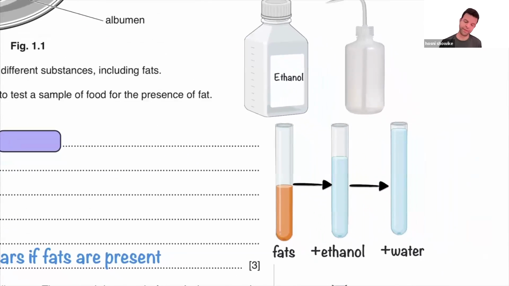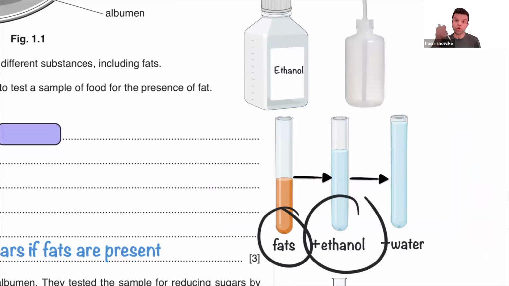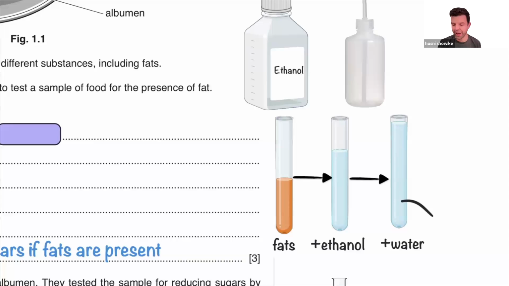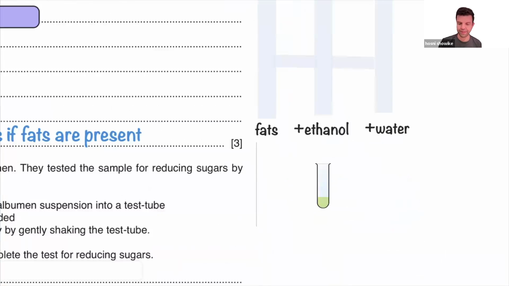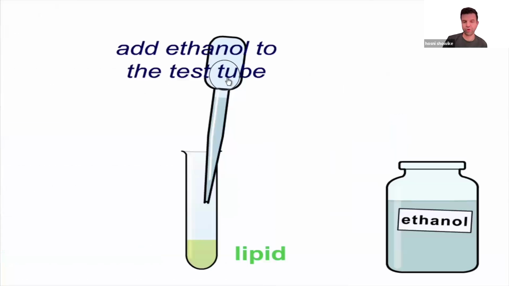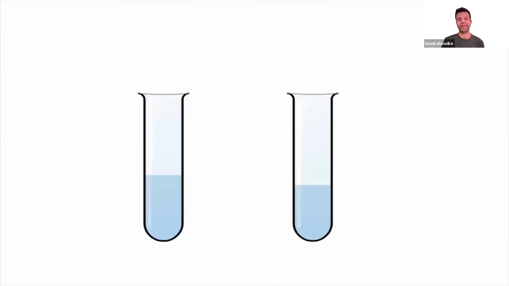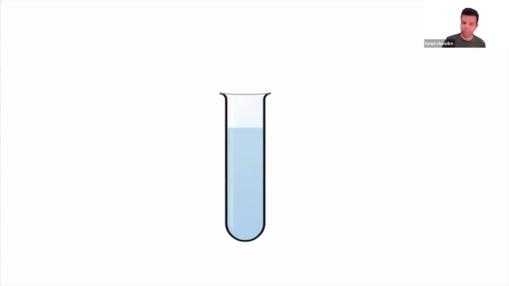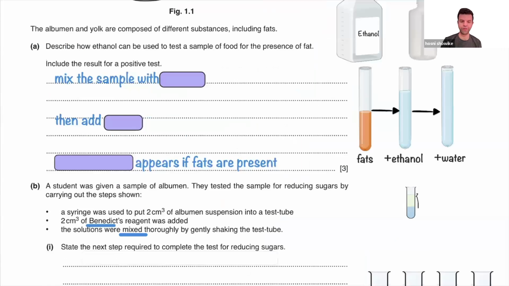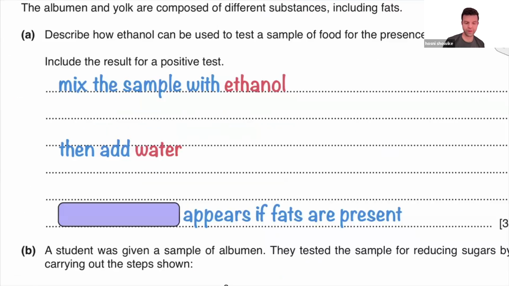So how do you do it anyways? You take the fats, right? You dissolve them in ethanol. You shake them well, right? And then you add water. If there are any fats, what would you expect to see? You would expect to see a white emulsion. So first I dissolve, I mix well, and then I add water. And if fats are present, you get an emulsion. The size of the emulsion tells you how much fat is present. Thicker, then there's more fat, okay? So mix with ethanol, add water, and white emulsion appears.